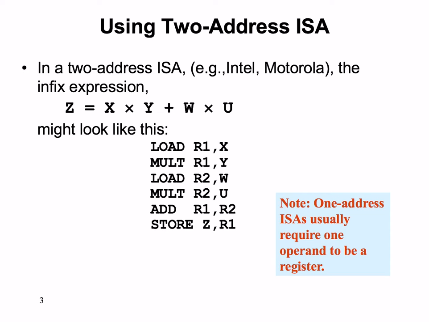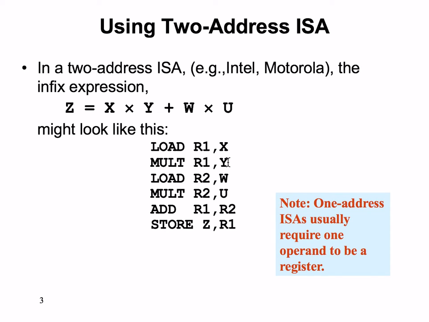Now, if we use a two address ISA, for example, that's the common ISA of Intel, Motorola, and so on, the infix expression z equal x multiply y plus w multiply u is expressed in the following way. First of all, we have load r1 x. This instruction says that we load the value of the variable x into the register r1, then we do multiply r1 y.